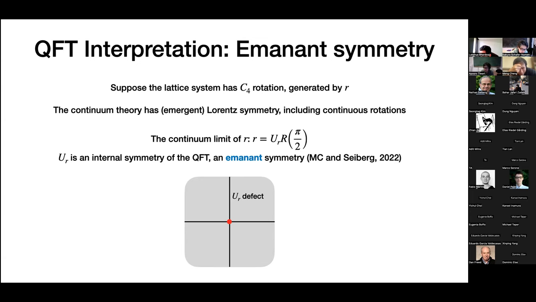Since in the TQFT, all of these symmetries are acting in some sense trivially, right? So we have to basically include some invertible defect in the TQFT by hand to emulate the action of little r in the IR system, in the UV system. Yeah. Okay. All right. I hope that answers the questions.